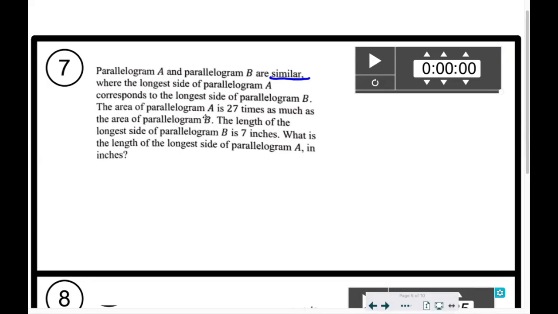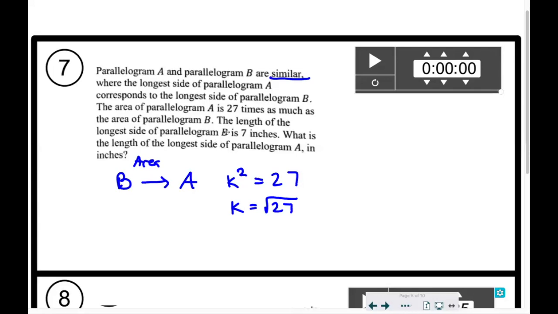So the area of parallelogram A is 27 times the area of parallelogram B. That means if I go from B to A, and this is the area, I would be multiplying by 27, which means the scale factor squared, k squared. I've just been using k for the scale factor. So the scale factor squared must equal 27, which means I can just solve for k. Right now, I'm just going to say that's the square root of 27.